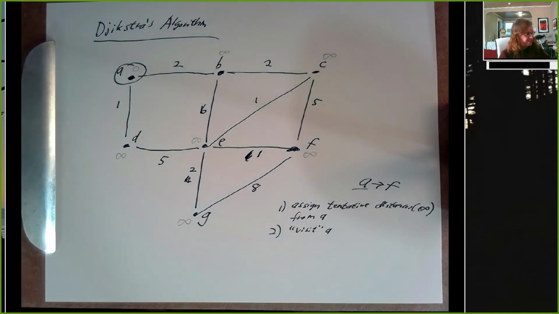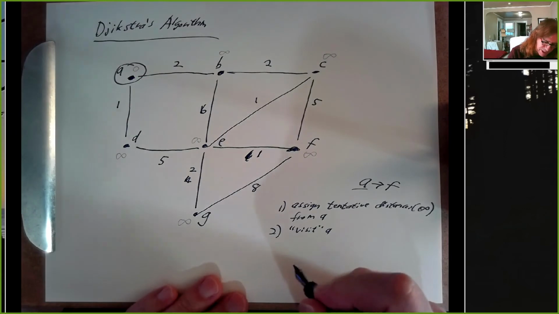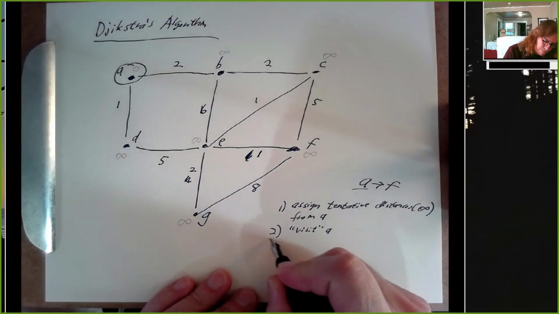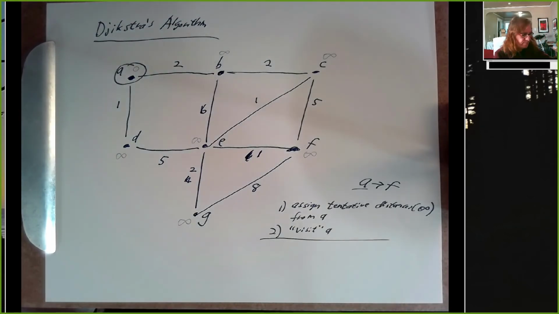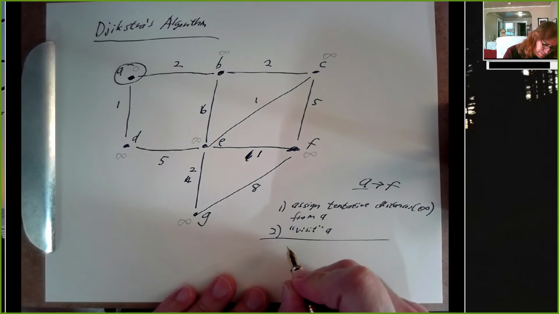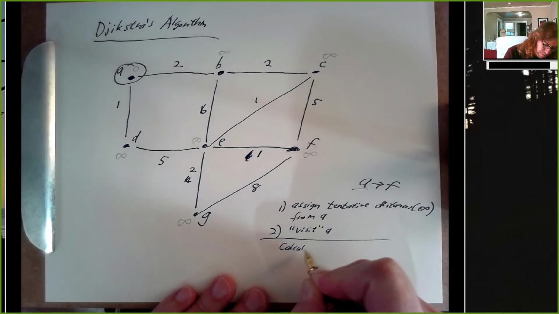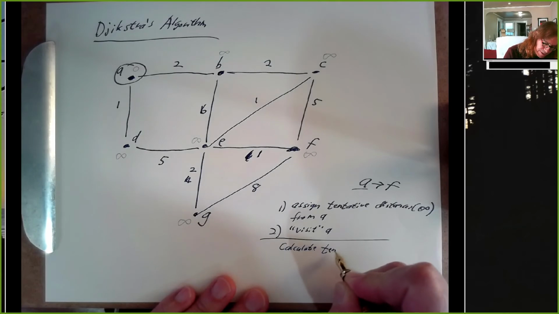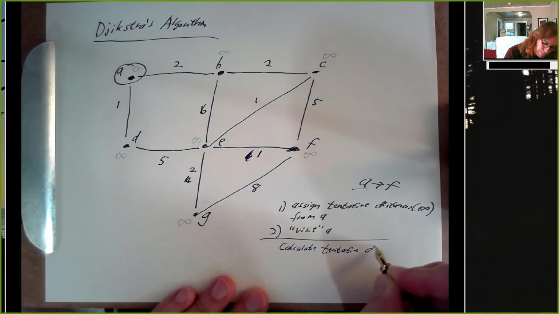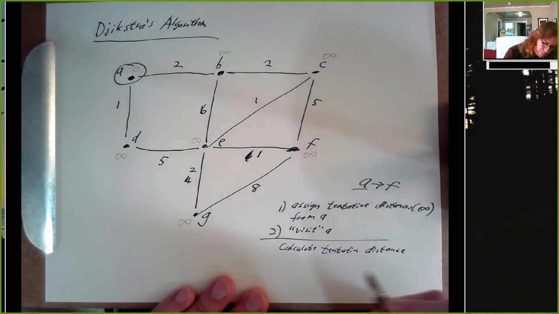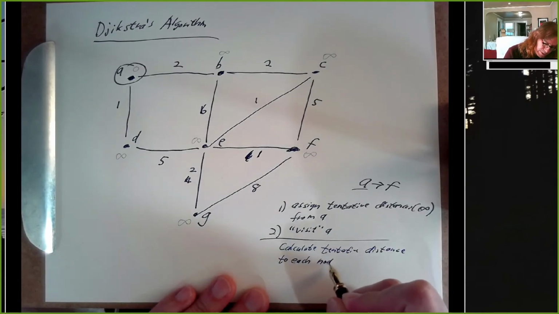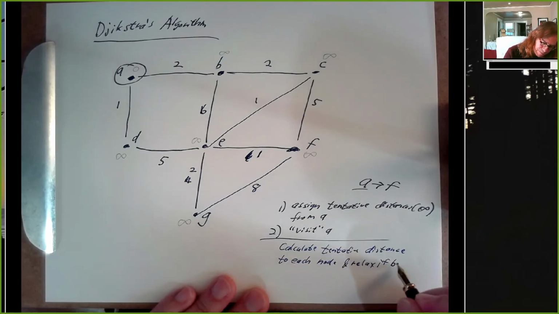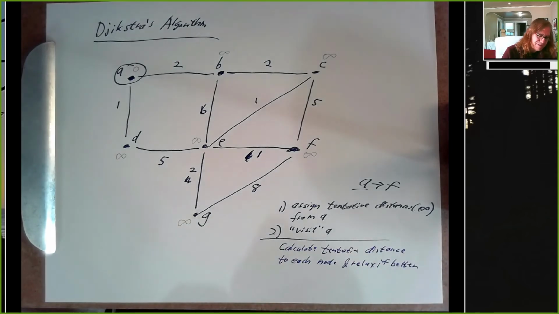Okay, now we begin a series of steps inside a loop. So we're going to do the following: calculate a tentative distance to each node and relax if that's a better tentative distance than what we had.